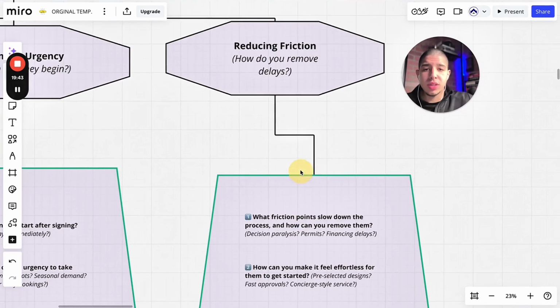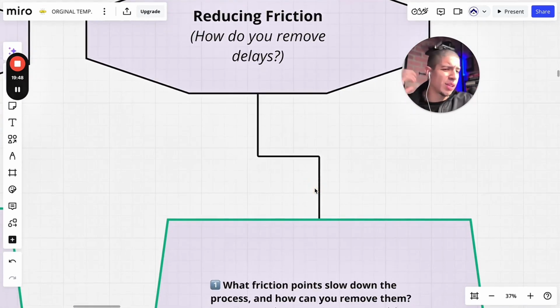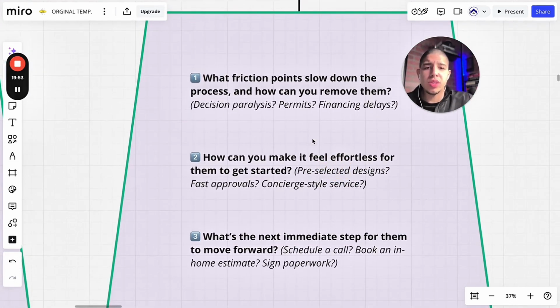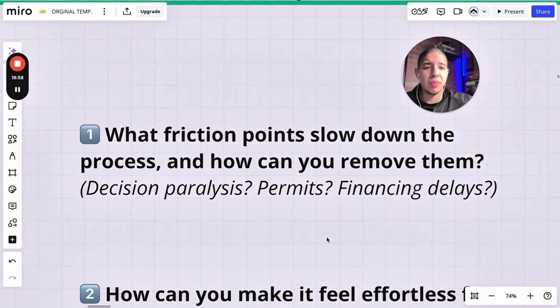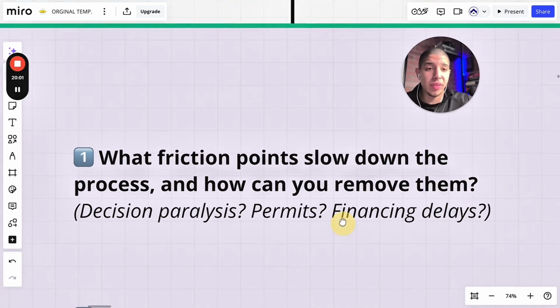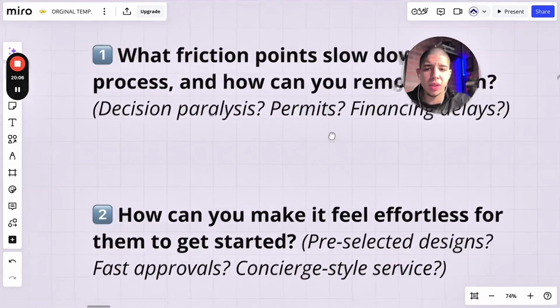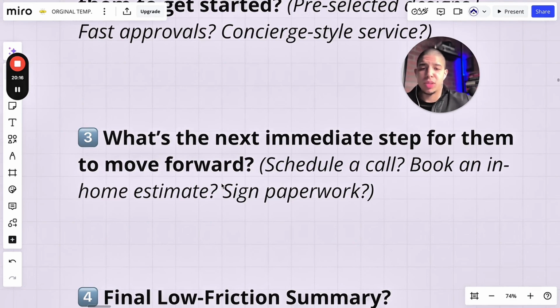So how do you remove delays? So reducing friction. Like I said, that little devil talking in their ear. How can we take that out? Well, what friction points slow down the process, and how can you remove them? Decision paralysis, permits, finance delays. If they don't have money, do you offer payment structuring with good APRs, right? Number 2, how can you make it feel effortless for them to get started? Pre-selected designs, fast approvals, concierge style service, right? What's the next immediate step for them to move forward? Schedule a call, book in a home estimate, sign paperwork.